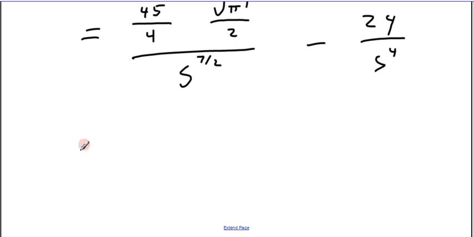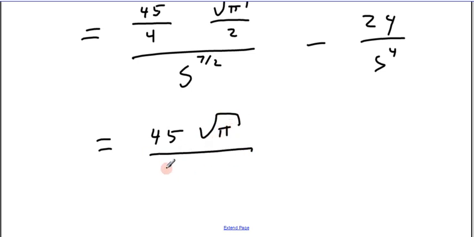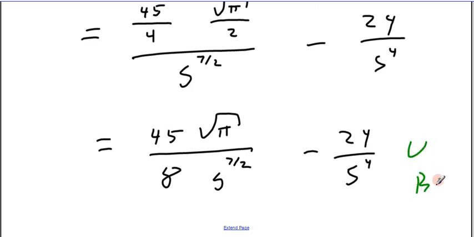Okay, so I got 45 square root of pi divided by 8 s to the 7 over 2 minus 24 over s to the 4th. And this guy checks with back of book. So we got another one right.